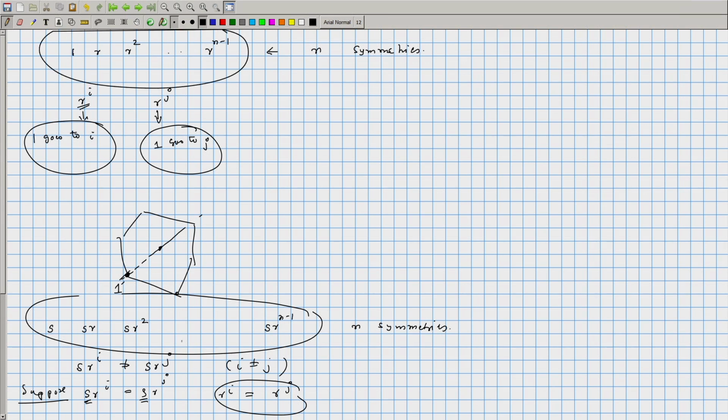There could be one element common to both sets. So, if we call this A and this B, maybe A intersection B is not empty. If A intersection B was empty, then we have accounted for all the elements. So, let us argue that no two elements across the sets are the same. Suppose S r raised to i is equal to r raised to j.